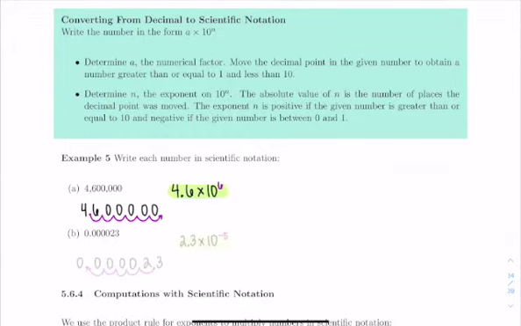Let's try the next one. The decimal place goes right after the first number that's not 0, which in this case is 2. So we have 2.3 times 10 raised to the, and it's going to work the same way. We need to figure out how many times we moved. So putting that between 2 and 3, we need to see how many places we moved from the original. 1, 2, 3, 4, 5 units. And we move to the left, so that makes it negative 5.